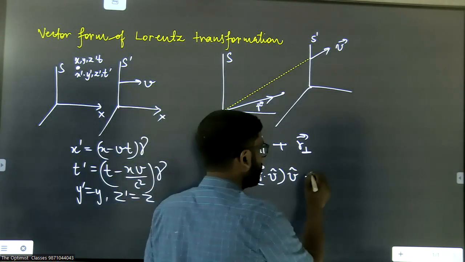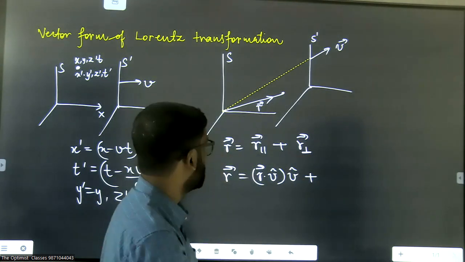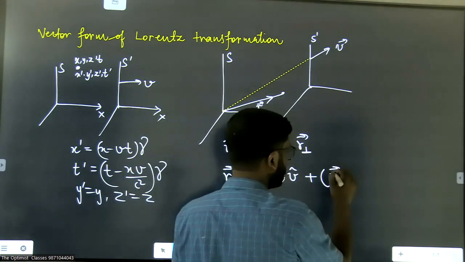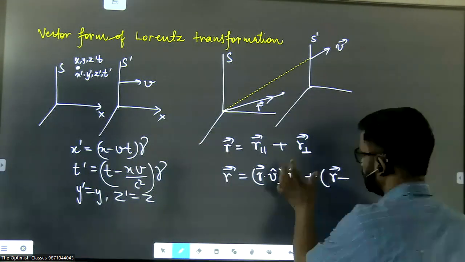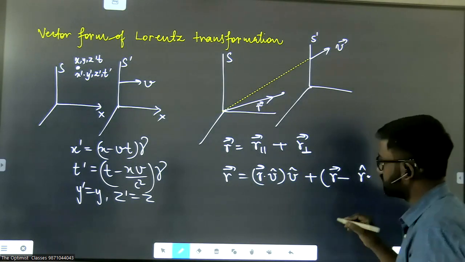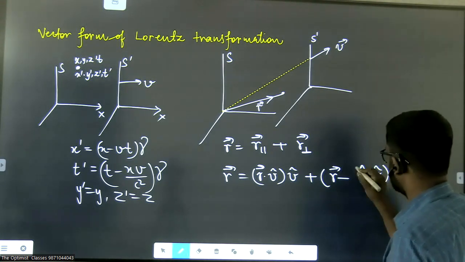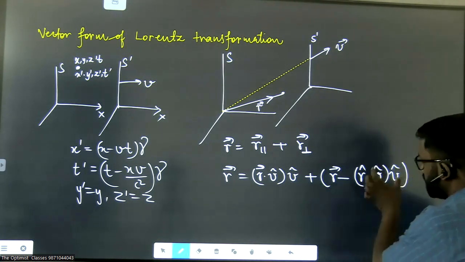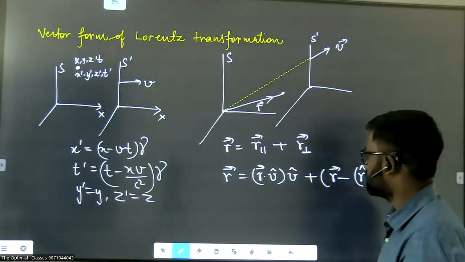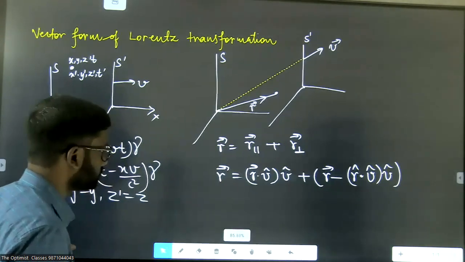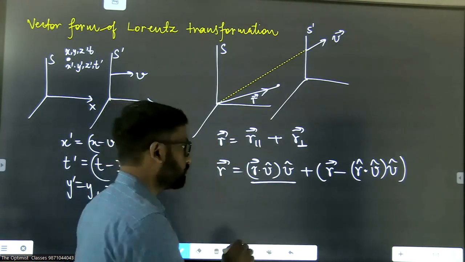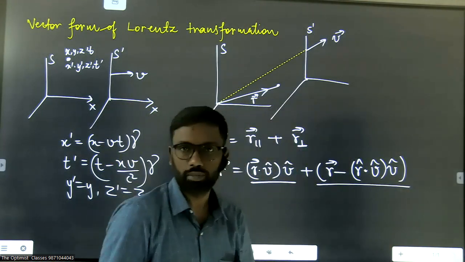And here we now need the component of r vector which is perpendicular to the velocity vector. For that, what we are going to do is subtract the parallel component of r vector from the total r vector. So that will be r minus (r dot v cap) v cap. So when we subtract the parallel component from the r vector, we are left with only the perpendicular component. So this is how we can express r vector. This represents the component of r vector which is parallel to velocity, and this whole thing represents the component of r vector which is perpendicular to velocity.